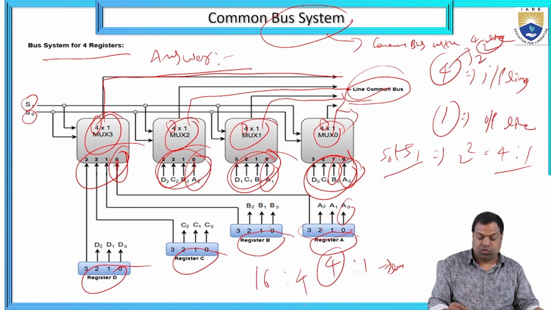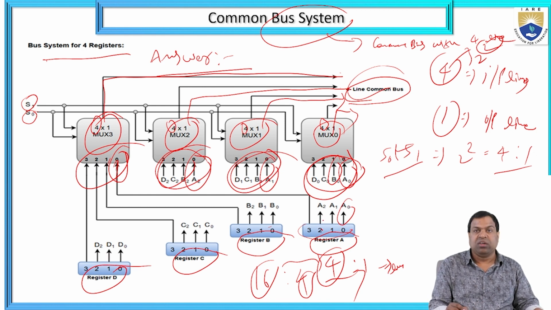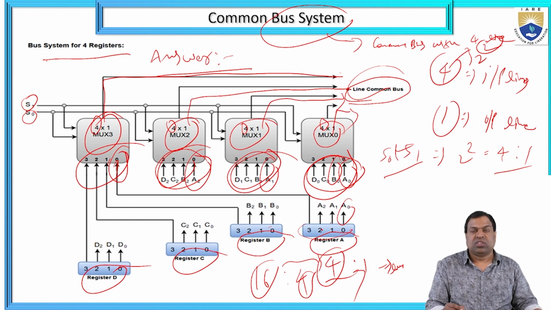16 is to 4. That is 4 is to 1. Here this register has 4 bits, 4 bits, 4 bits and 4 bits. So I am taking 4 registers. Each register's one line is supporting one mux. So every mux is taking 4 input lines and 1 output line. Total how many are there? 16 input lines and 4 output lines. That is a 4 is to 1.